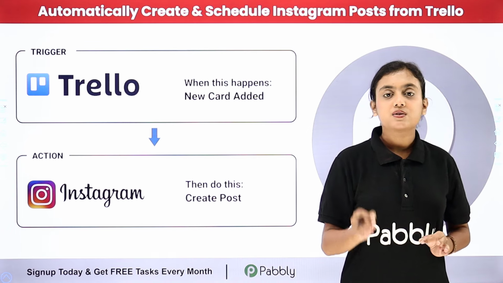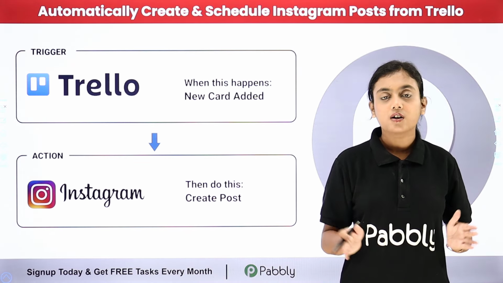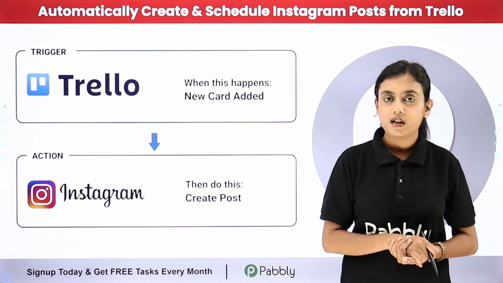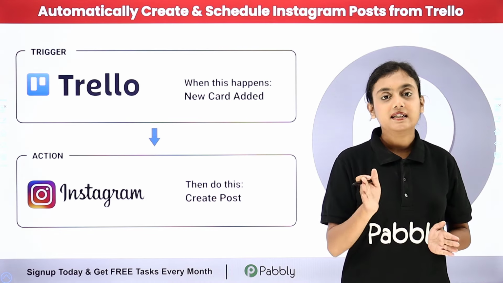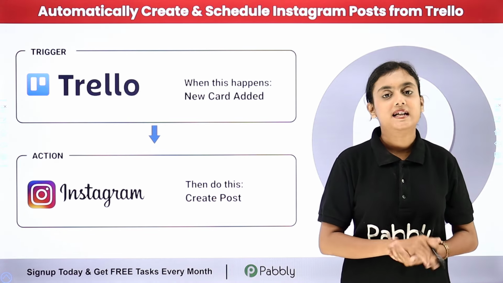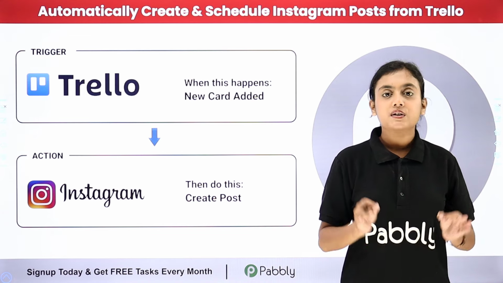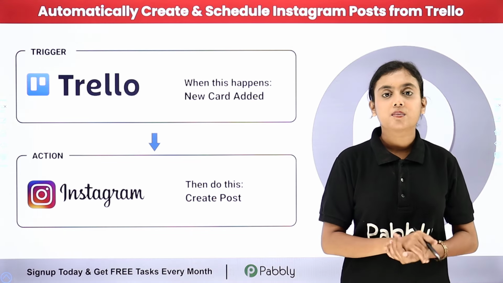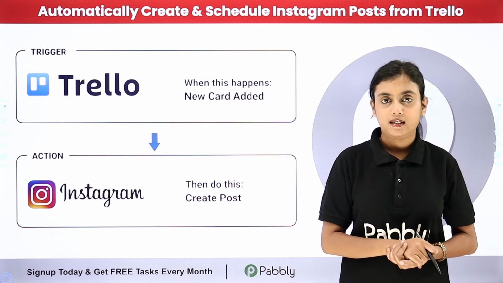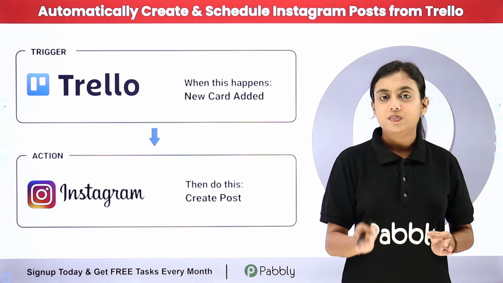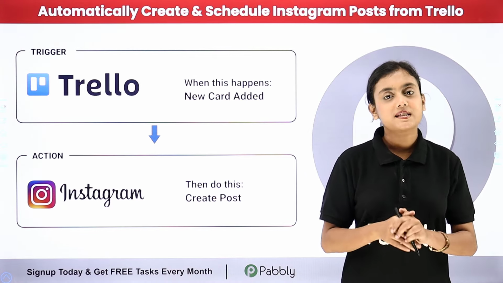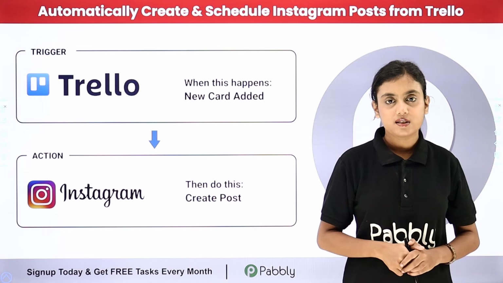I want that as soon as I create a new card of the Instagram post in my Trello, I want to create that card as a post in my Instagram account, because manually posting content on my Instagram account is time taking. So I have created an automation with the help of Pabbly Connect, which is an amazing automation and integration software.